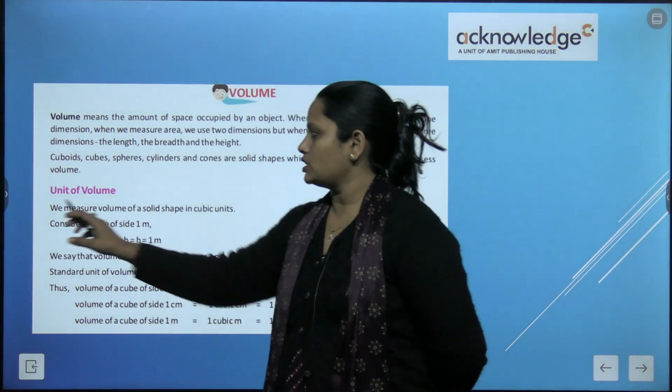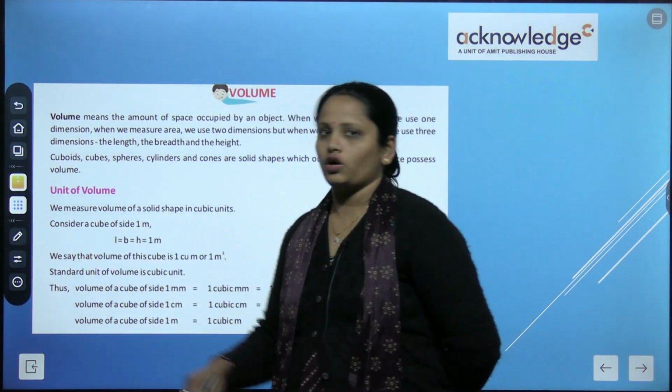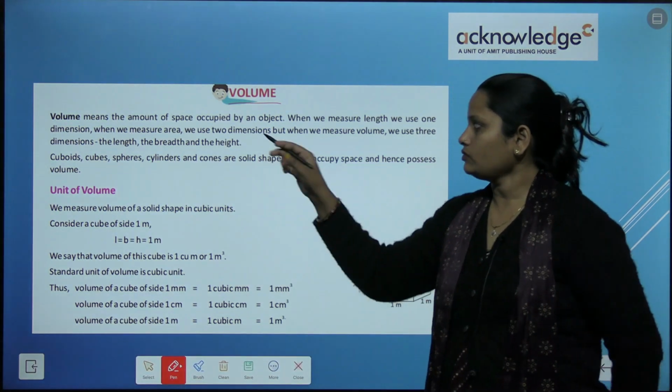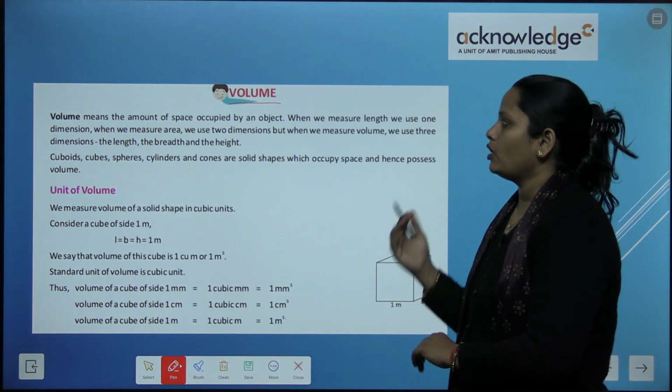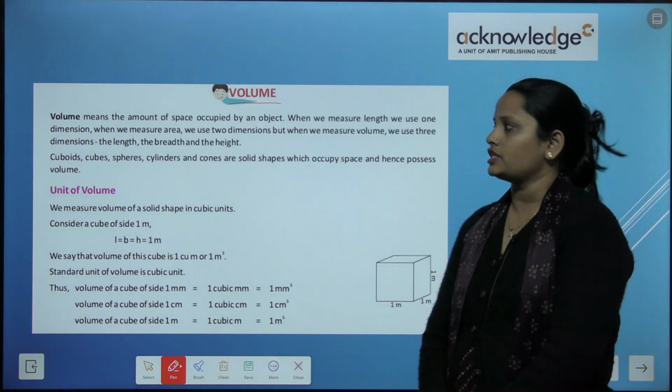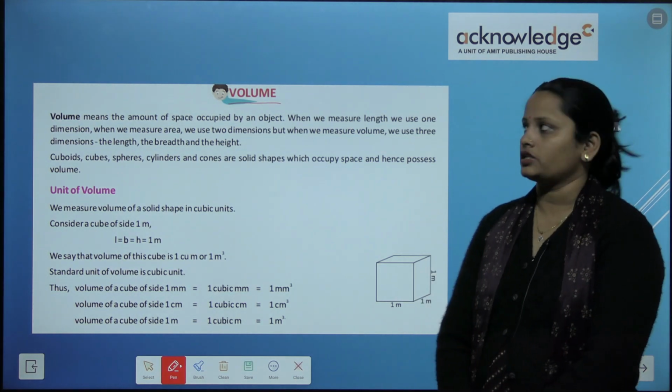Now the next question is, we have to find the volume. So what is the volume? Volume means the amount of space occupied by an object. Volume का मतलब है कितना space लिया है किसी object ने.